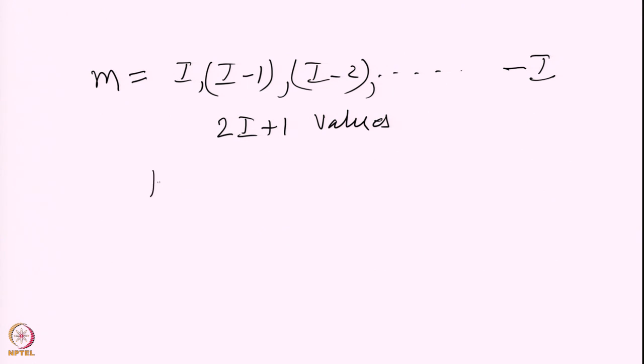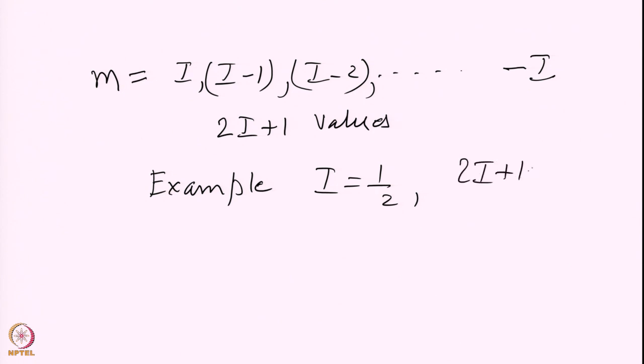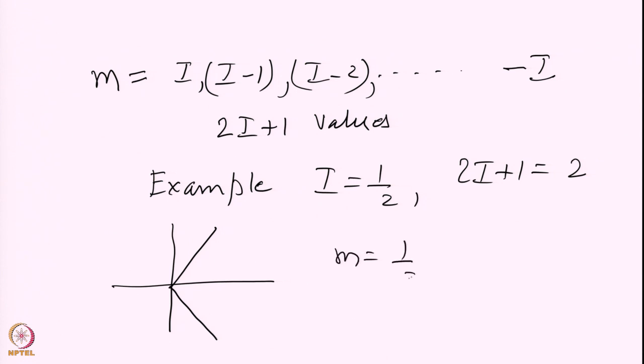For example, if I is equal to half, how many will be there? 2I plus 1 is equal to 2. So, there will be 2 possible orientations. So, I can represent them like this. I can have one orientation like this, another orientation like this, because M can take values half and minus half. So, the z component will be half h cross and minus half h cross.